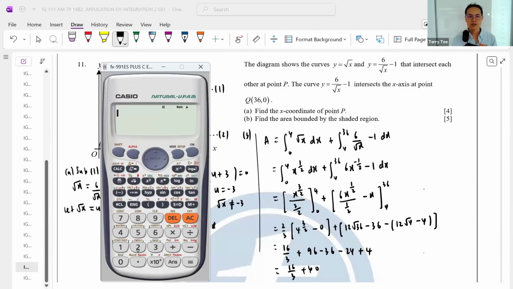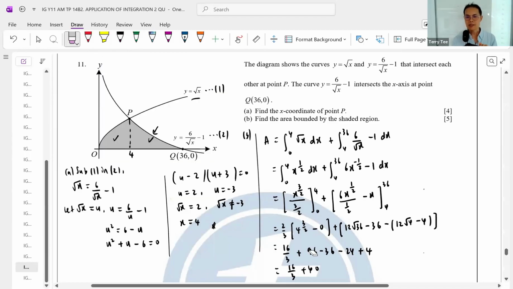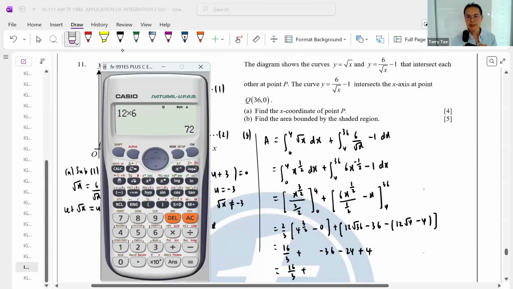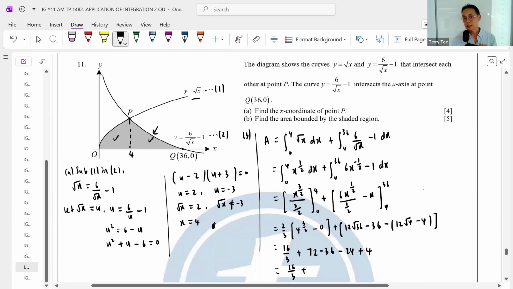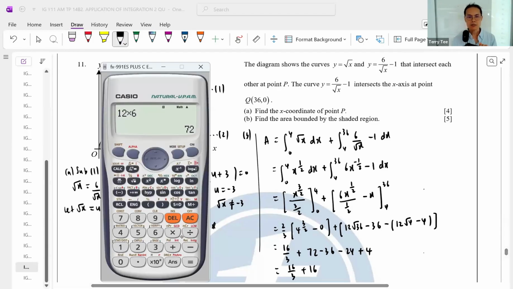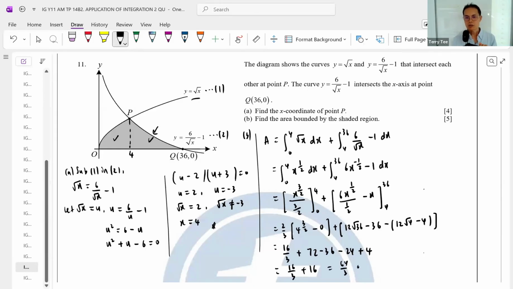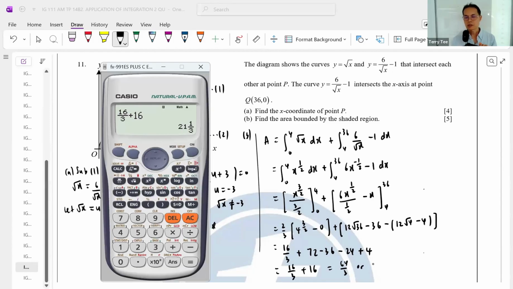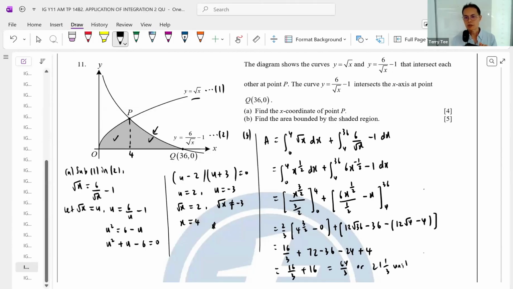Sorry, not 96, it's 12 times 6, which is 72. I counted this wrongly mentally. So this is 72. 72 minus 36 is 36. 36 minus 24 is 12. 12 plus 4 is 16. So it's 16 over 3 plus another 16. That will be 64 over 3, or you can change to mixed number, 21 and 1 over 3.